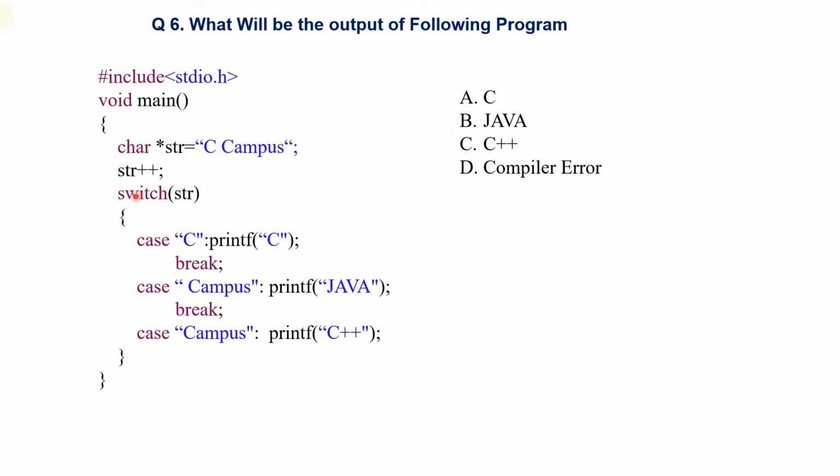So therefore this switch statement will generate a compiler error, and this program does not produce any output. So hence the correct option for this program is option D, which is a compiler error.